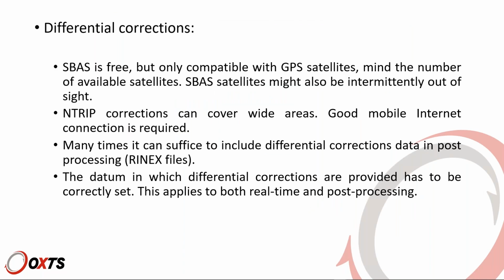And finally, something on the differential corrections. There are a variety of them. So very quickly, SBAS, this is provided by satellites. It is free, but it's worth mentioning that it's only compatible with GPS satellites. So if you have more constellations on your system and you have SBAS enabled, those other constellations will not be used. So keep this in mind, because obviously you are limiting the number of satellites that you are using. Practically speaking, it would be as if you did not have those Galileo or GLONASS satellites, because SBAS won't make use of them. NTRIP corrections, these can cover wide areas.